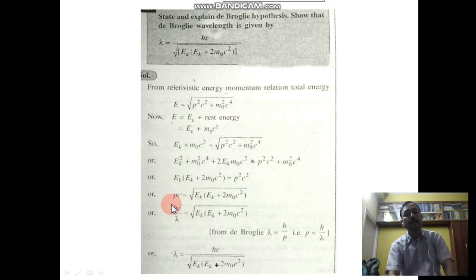Here p is h by lambda from the de Broglie hypothesis. This becomes pc equal to hc by lambda, which is equal to root over Ek into Ek plus 2 m naught c square. So lambda becomes hc by root over Ek into Ek plus 2 m naught c square. So this is the equation: lambda is equal to hc by root over Ek into Ek plus 2 m naught c square. Hence proved.